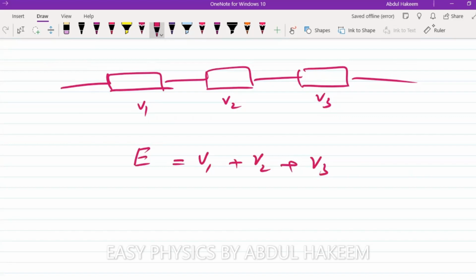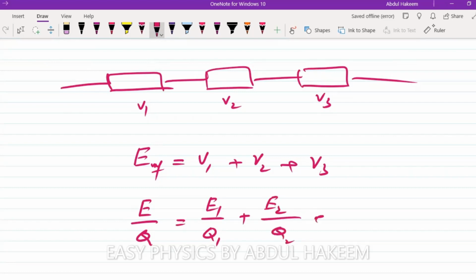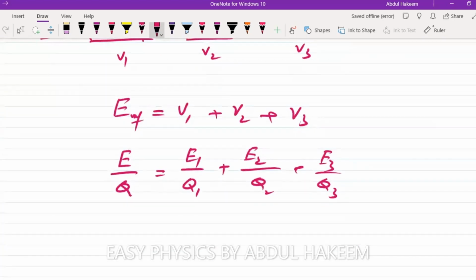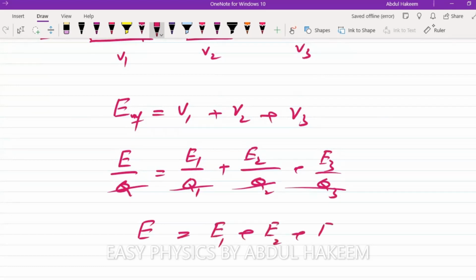Now, the EMF is energy per unit charge. So total energy divided by charge: energy 1 divided by charge 1, energy 2 divided by charge 2, energy 3 divided by charge 3. But the charges are the same, the current is the same, so the charges are taken common and cancelled. So this is the law of conservation of energy.